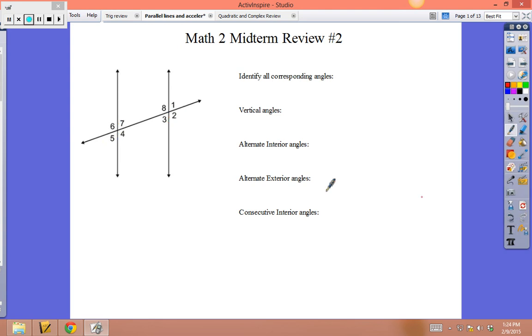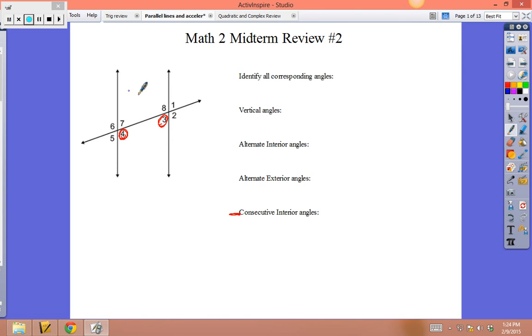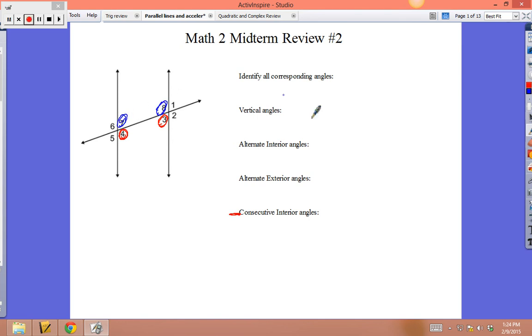And the last way to identify angles, consecutive interior angles. Consecutive interior is going to be 4 and 3. And then 7 and 8.